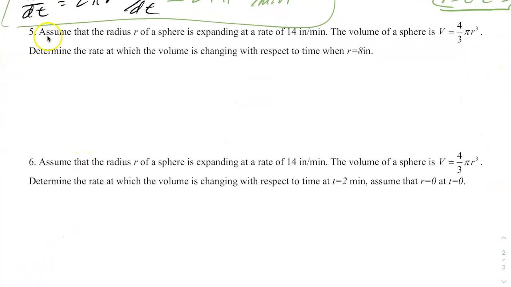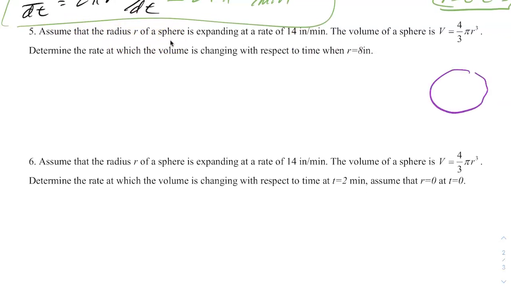5. Assuming that the radius r of a sphere is expanding at a rate of 14 inches per minute, the volume of the sphere is given by this. Determine the rate at which the volume is changing with respect to time at r equals 8. So let's read it again. Assuming the radius of a sphere, so we're talking about a sphere here. Best way to draw it is like this. It is expanding at a rate of 14 inches per minute.